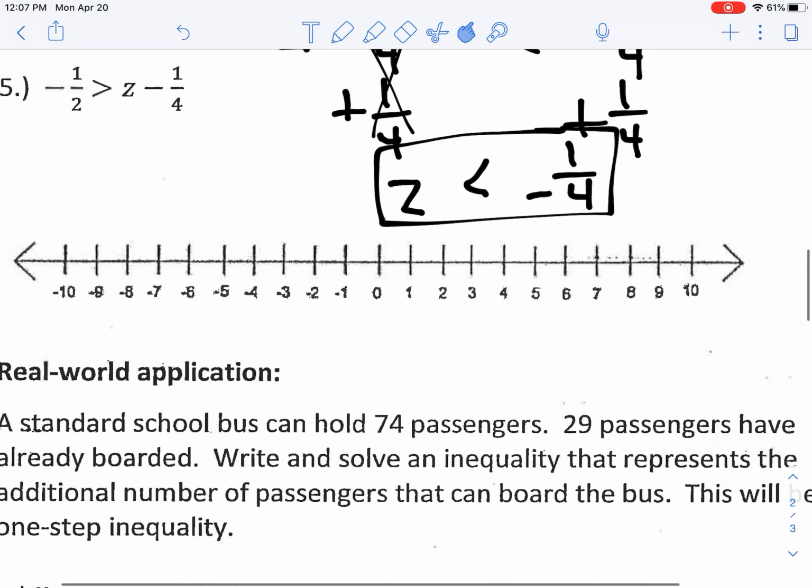Time to graph our inequality. Go to your number line and put your circle at -1/4, just a teeny tiny bit to the left of 0. That's going to stay an open circle.